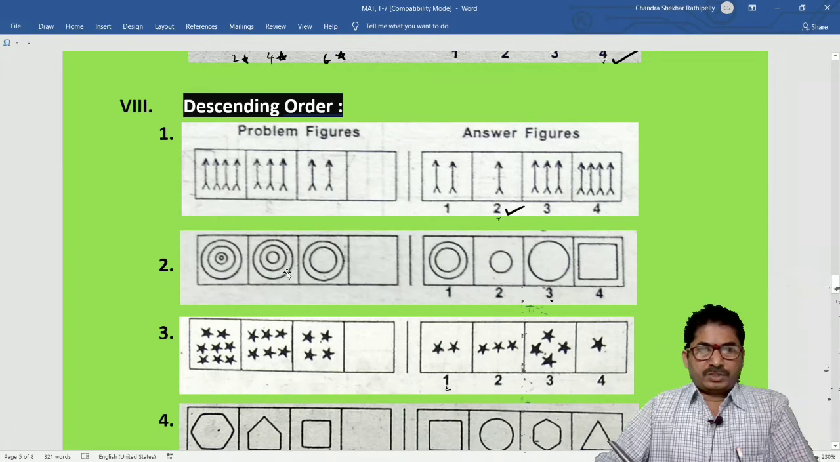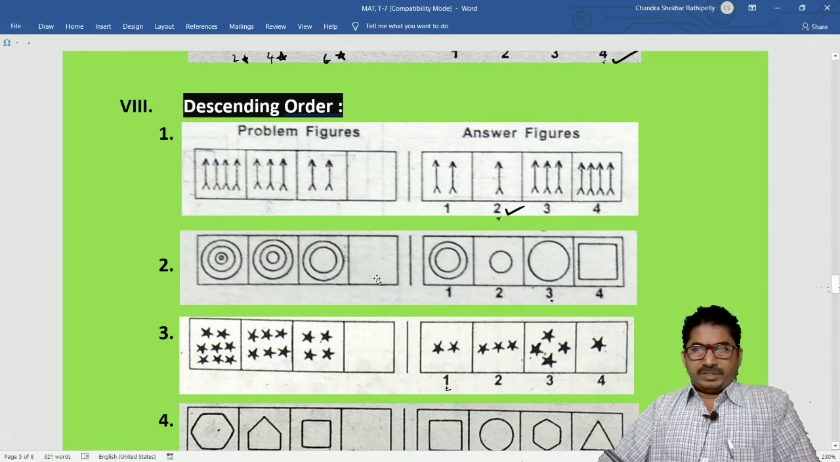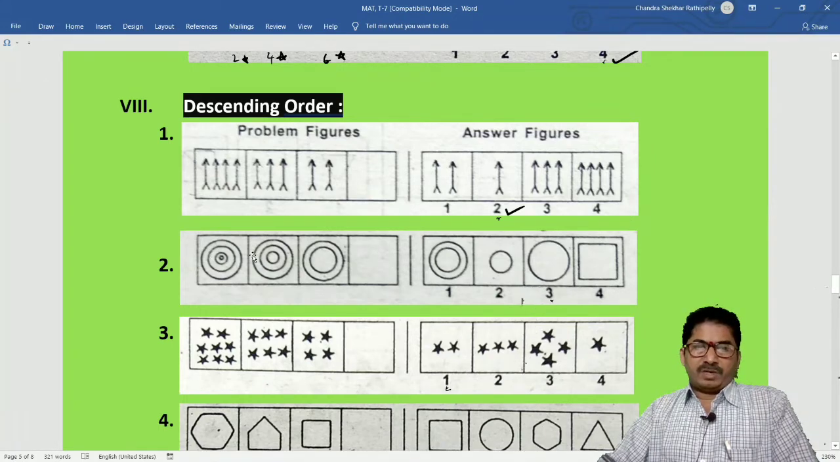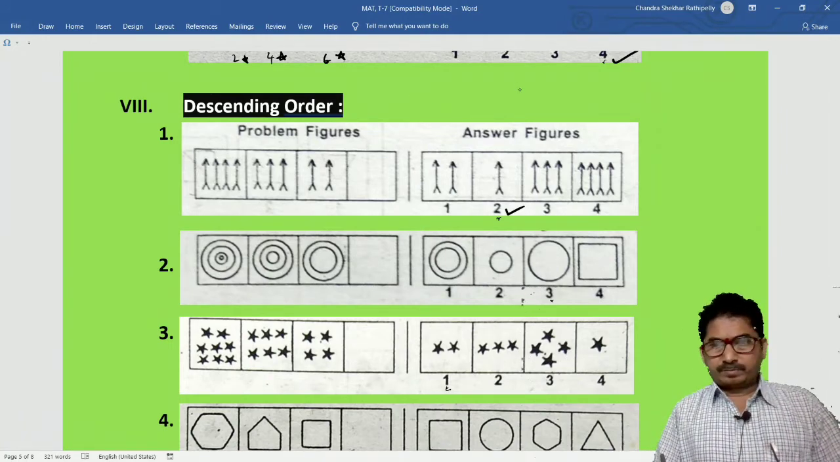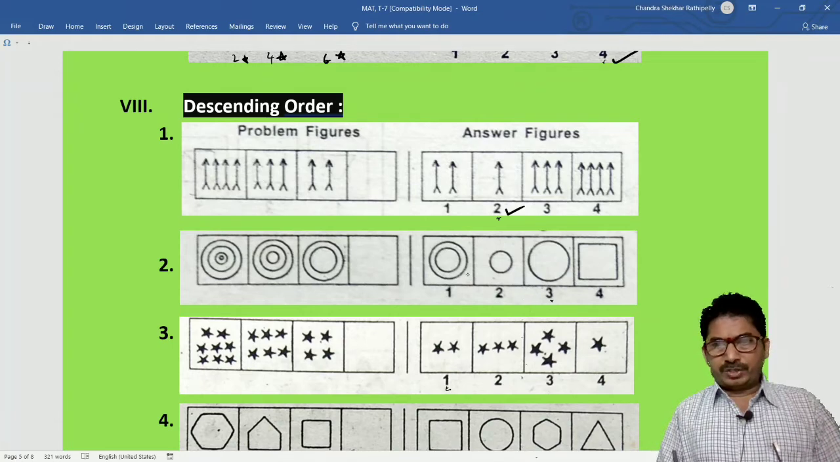4 circles, 3 circles, 2 circles, next to 1 circle. Here we have 1 circle in the second option and the third option. But in the middle, the smaller ones are eliminated. So that's why we have to take option 3. We have to choose option 3.